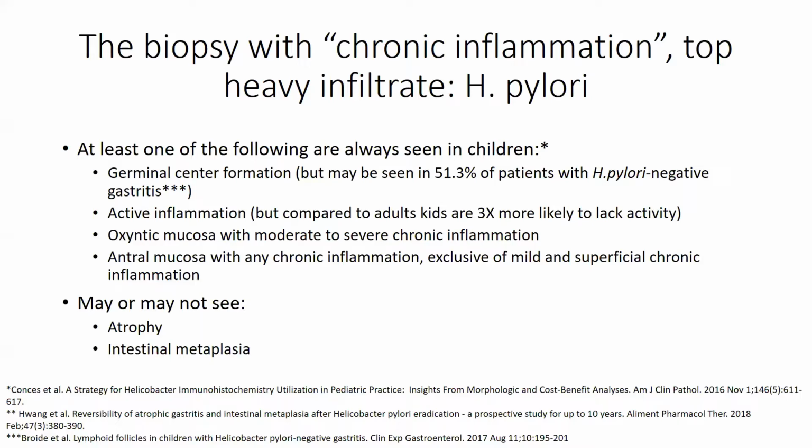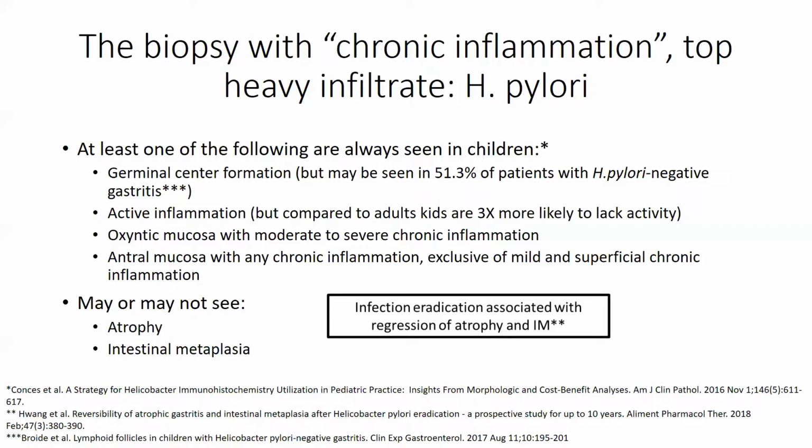Oxyntic mucosa may have moderate to severe chronic inflammation. And then your antral mucosa typically has any type of chronic inflammation except mild and superficial chronic inflammation, which may be seen in normal patients in the absence of H. pylori. You may or may not see atrophy and intestinal metaplasia.